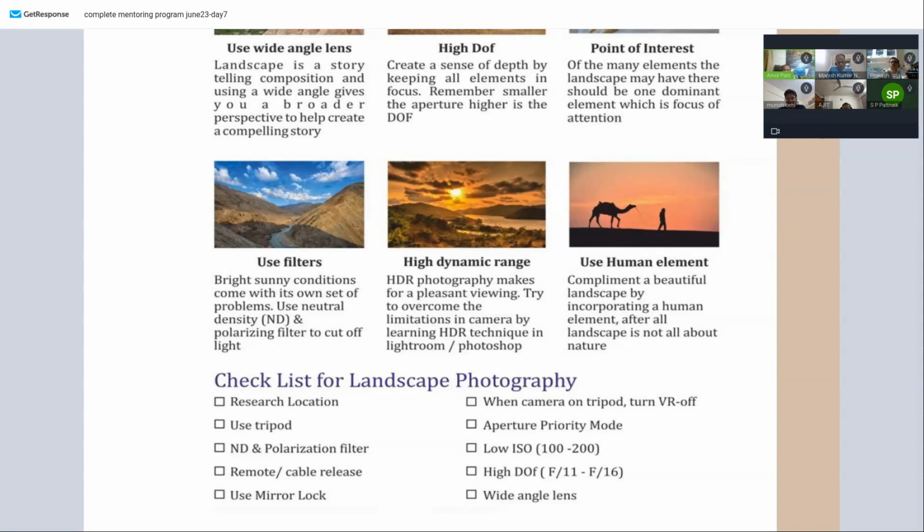Why on aperture mode? Because landscape photography, we get a lot of time, so we can go for manual setting. Why aperture? Yes. I mean manual is evergreen, anywhere you can use it, but then aperture is also okay because more important is depth of field.